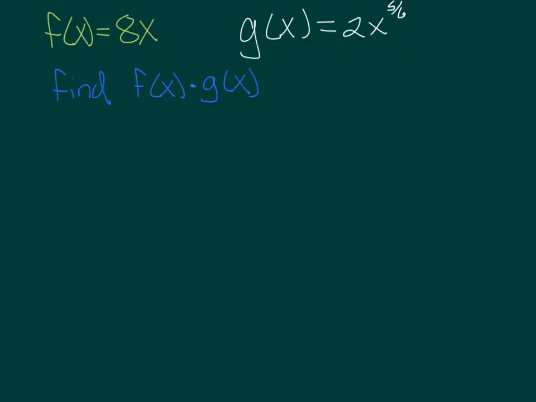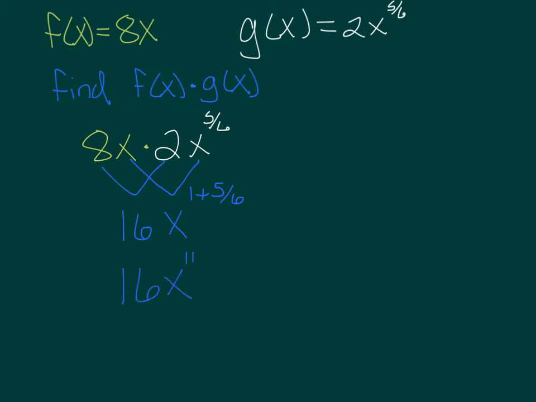For this first example, f of x is 8x, and g of x is 2x to the 5/6 power. So we're going to find f of x times g of x, and we're also going to think about the domain of that. So if I just take 8x times 2x to the 5/6 power, all you need to do is multiply the 8 and the 2, get 16. And then we need to multiply the x and the x to the 5/6 power. Remember, you're adding your exponents. And 1 plus 5/6 would be 11/6. So the answer is 16x to the 11/6 power.